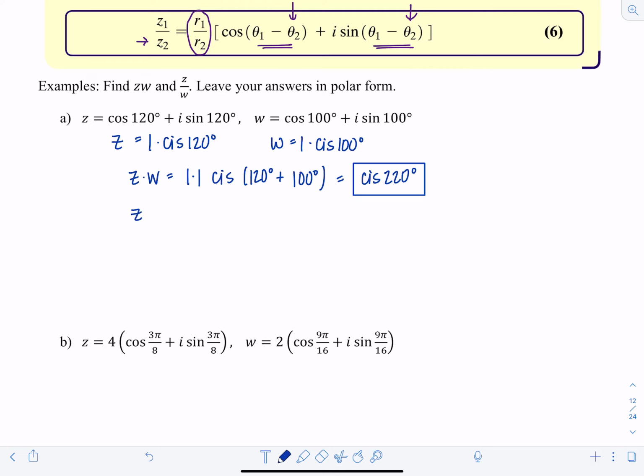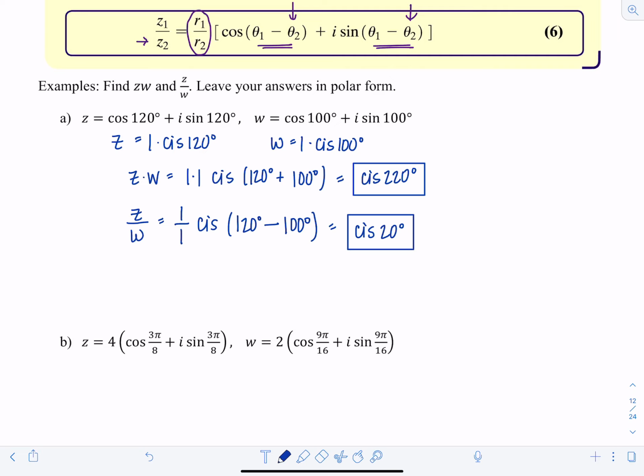So, and then Z divided by W, we have 1 divided by 1, cis, and then you do theta from Z, so 120 minus theta from W, which is 100. So this is going to be 1, and then cis 20. Good.